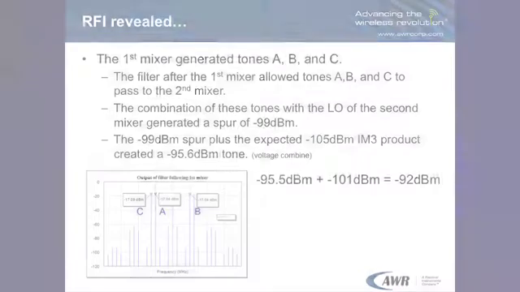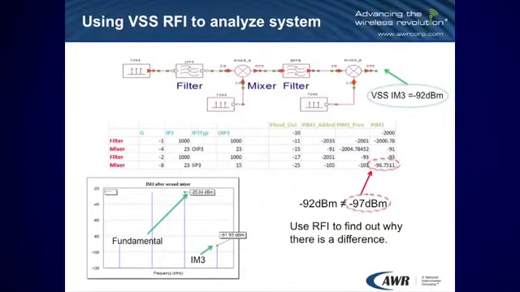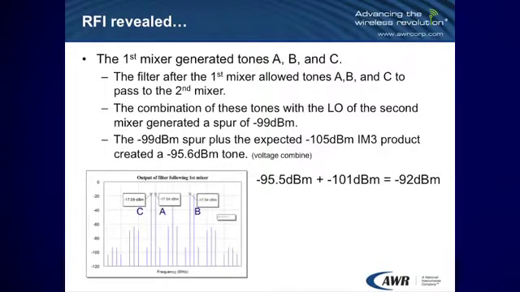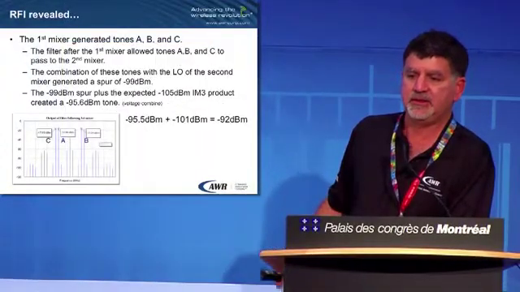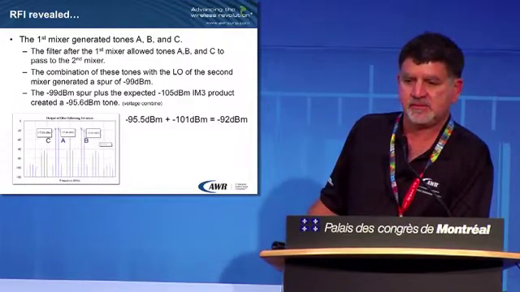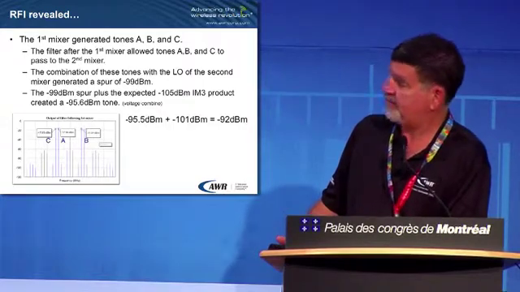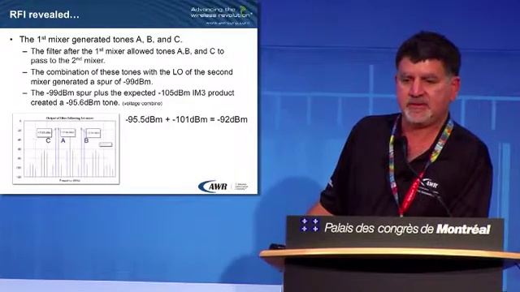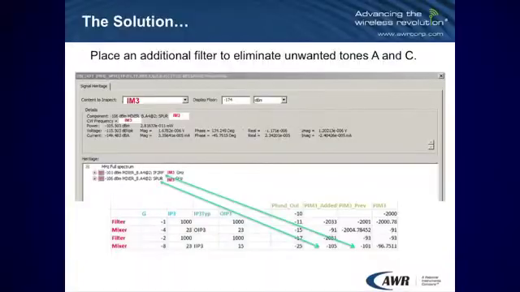So what's coming into that mixer? Right over here, okay? At that point, we got tone C, A, B, and C combined with the LO. That value fell into the third order intermodulation product. So what do we have to do? How do we get rid of the combination of tone C, A, and B in the LO? Math doesn't tell us what to do. The spur analysis told us what to do.